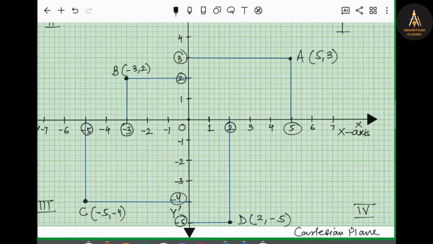In the first quadrant, the value of x coordinate and y coordinate both are positive. In the second quadrant, the value of x coordinate is negative, but y is positive. In the third quadrant, both x and y are negative. And for the fourth quadrant, y is negative, but x is positive. Is that clear?